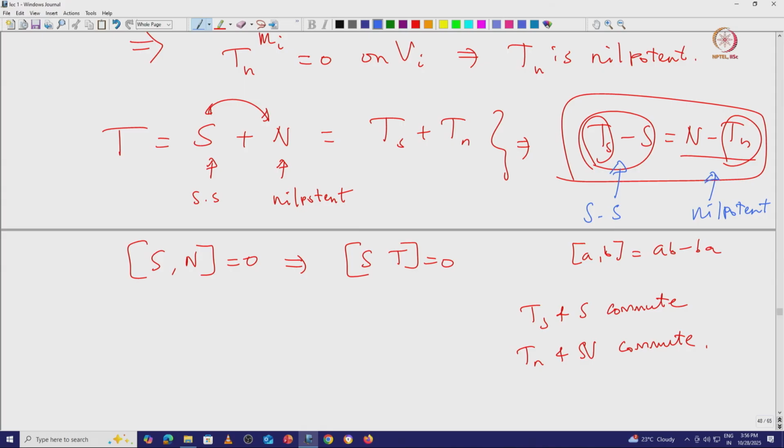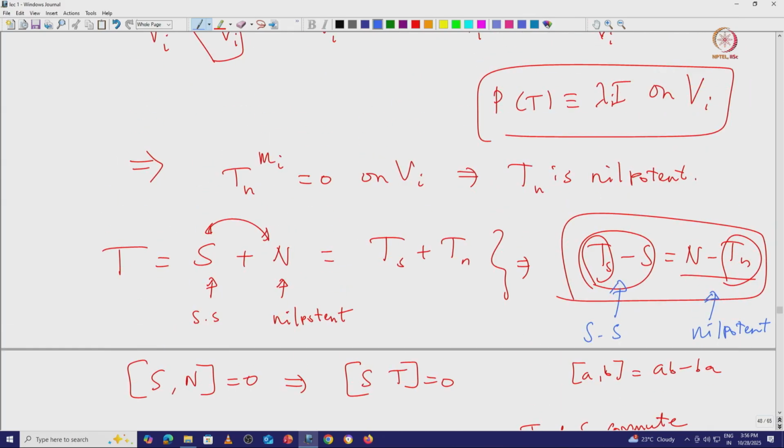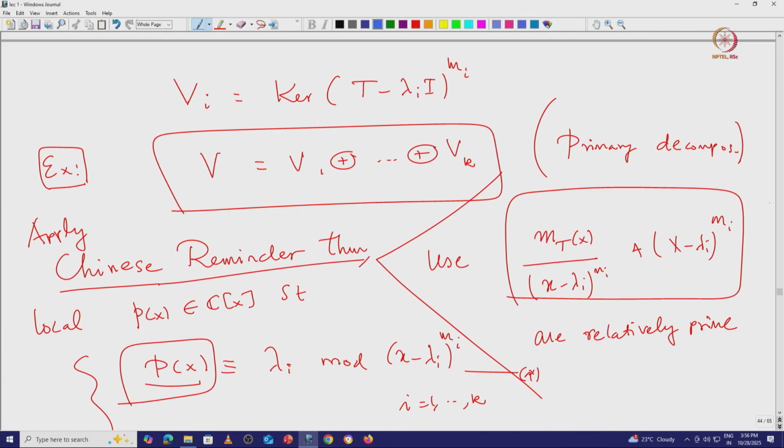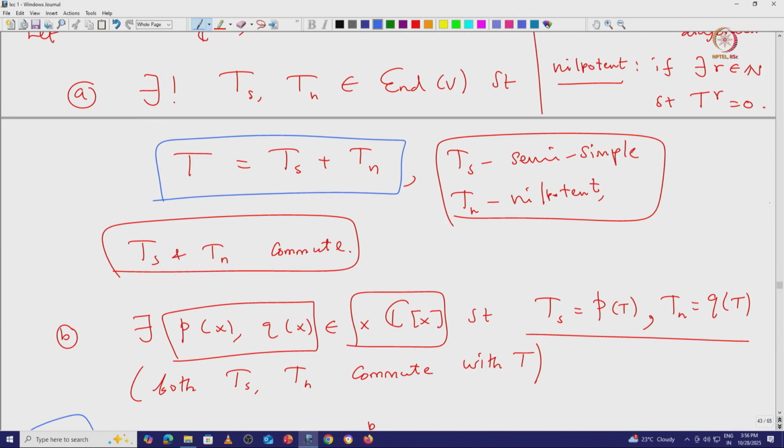So, this means we have a very nice decomposition of a given operator as a semisimple operator plus a nilpotent operator. If you want to achieve, for example, the Jordan canonical form, then this tells you that you can focus only on the nilpotent operators and try to prove that the Jordan canonical form exists for them.